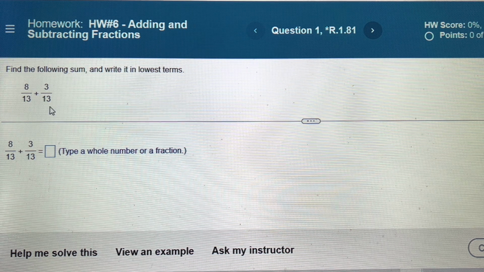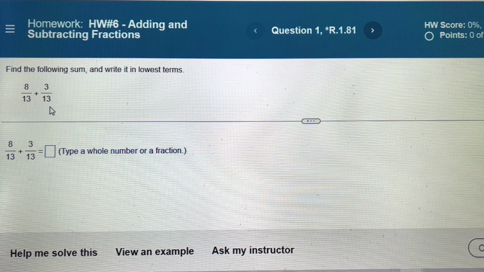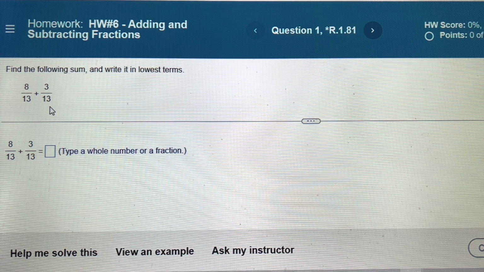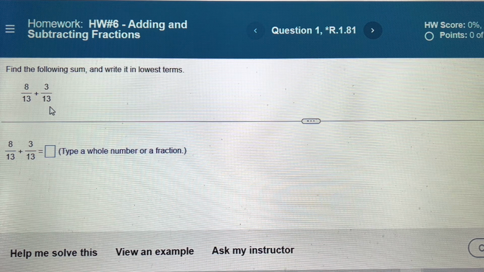So 2 differences in adding and subtracting fractions versus multiplying and dividing. In multiplying and dividing, we don't care if they have common denominators. They may or may not, it doesn't affect us. We do it the same way either way. And in multiplying, you do both the tops and the bottoms. But in adding, you have to have the bottoms the same. Here we got lucky, they're both 13s already.